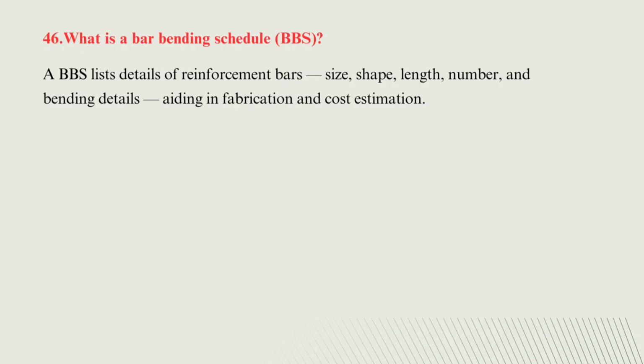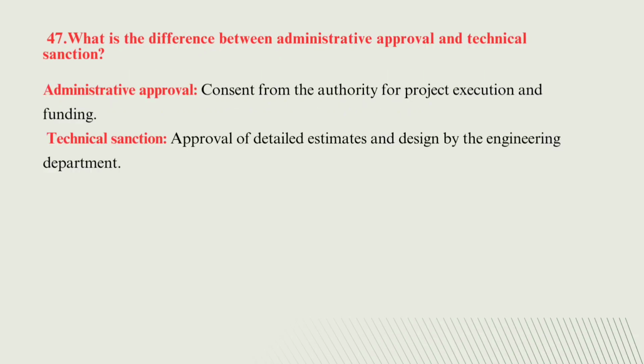The next is, what is a bar bending schedule, that is BBS. A BBS lists details of reinforcement bars, size, shape, length, number, and bending details, aiding in the fabrication and the cost estimation. The next question is, what is the difference between the administrative approval and technical sanction?